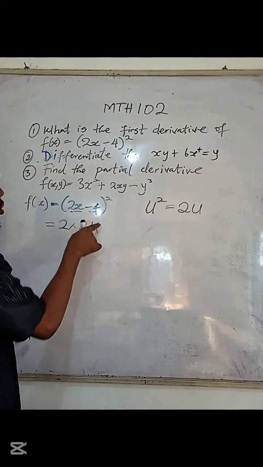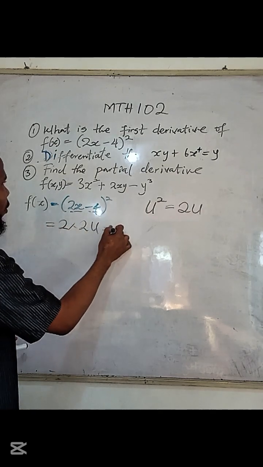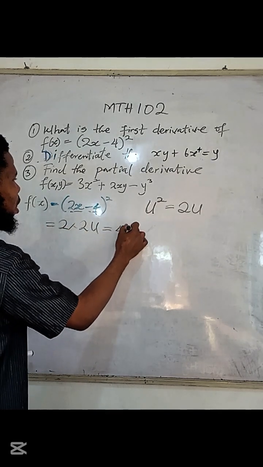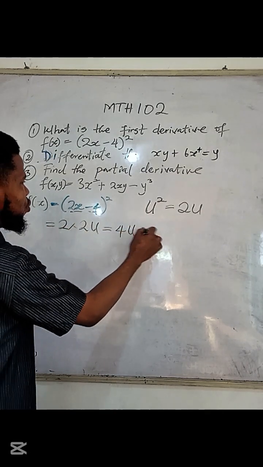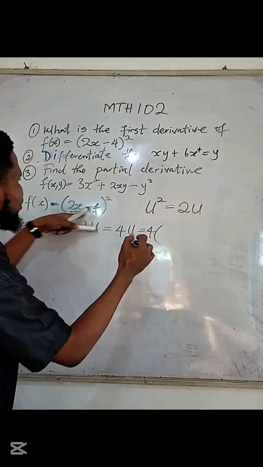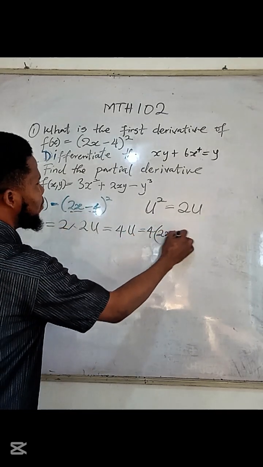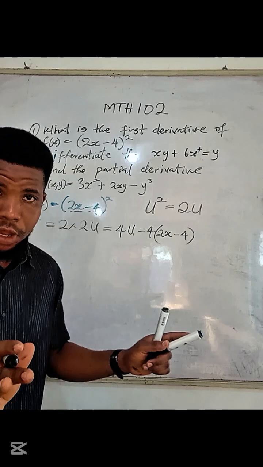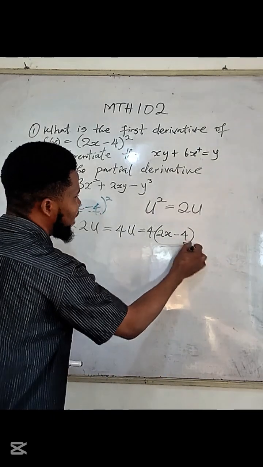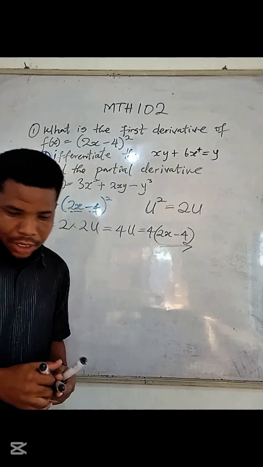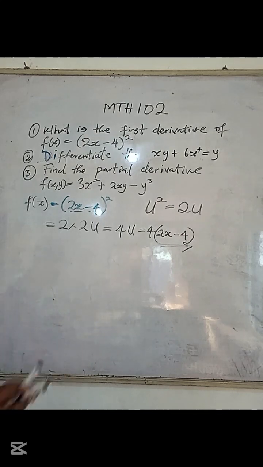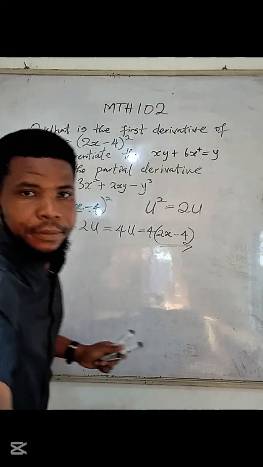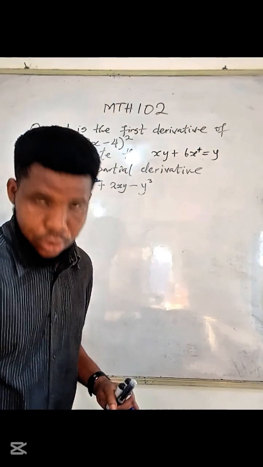Remember, everything here is u. So what do you have at the end of the day? You have 4u. What is the meaning of u? u is everything here, so you put it back: 4 times (2s minus 4). I hope you understand. So this is the answer for that. Then you can do as many questions related to that kind of question. Do you understand me now? Let me get those now, please.